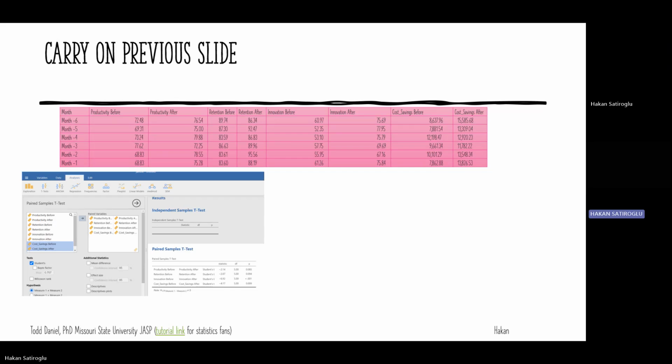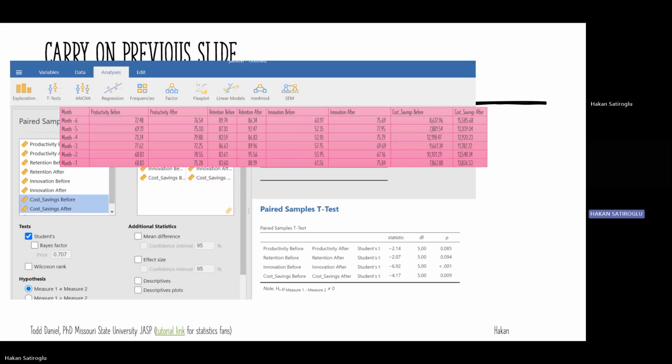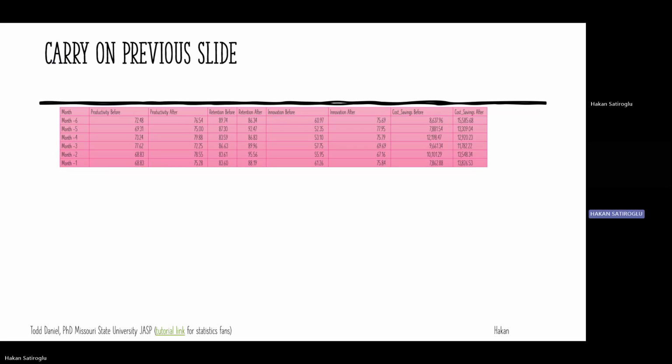Okay, so the result is. I think I need to put that one back. It's coming back. It's going to go back.